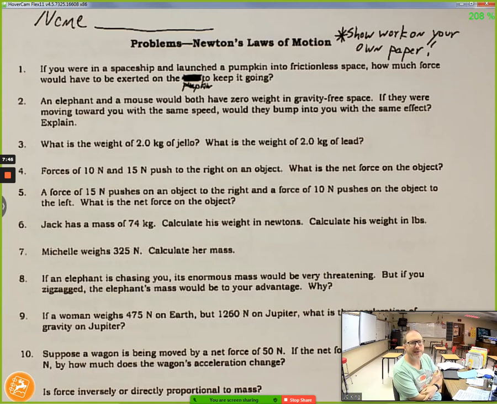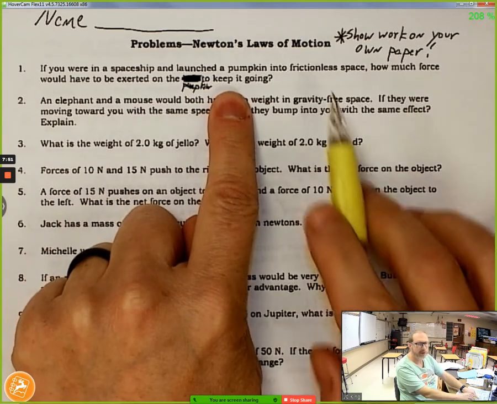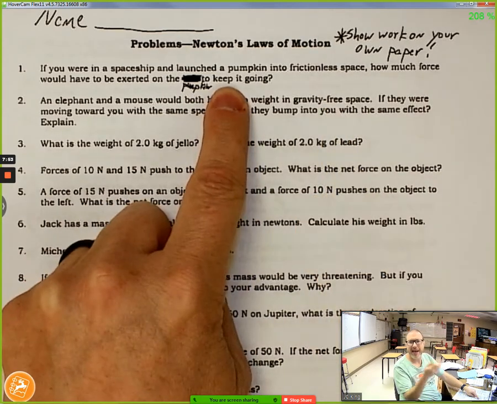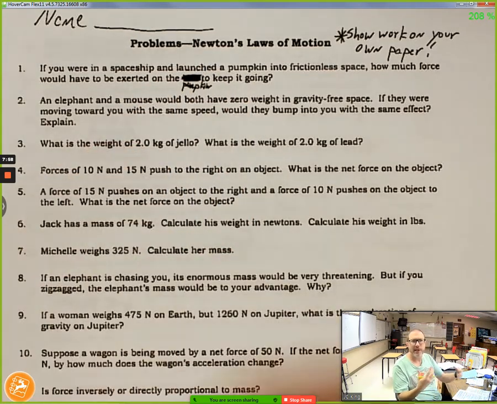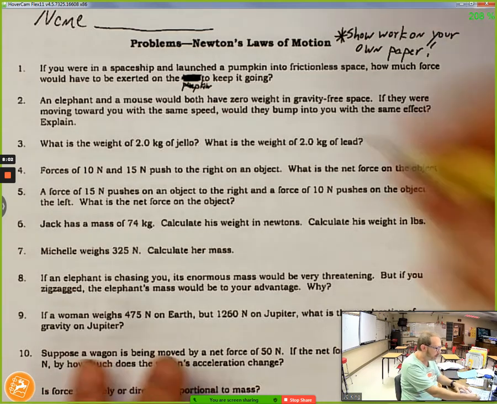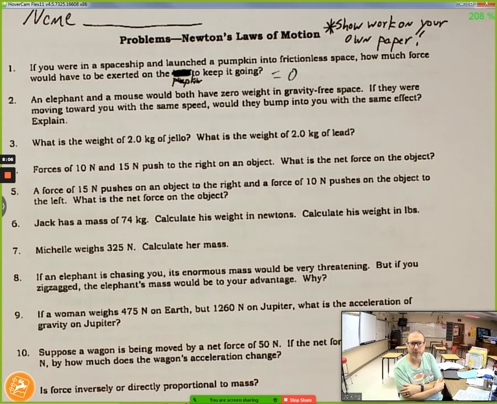It would be none. That is correct. Okay, the key right there is how much force would have to be exerted to keep it going. Well, if you're in frictionless space, there's no force acting on it. And so according to the first law, an object in motion is going to stay in motion unless a force acts on it. Its inertia is going to keep it going. So the answer is 0. 0 force, 0 newtons.